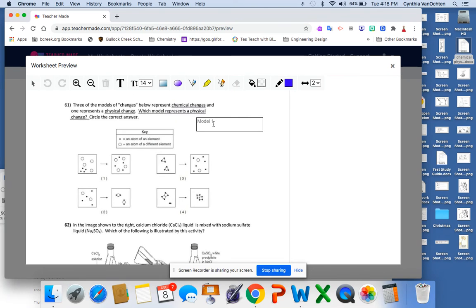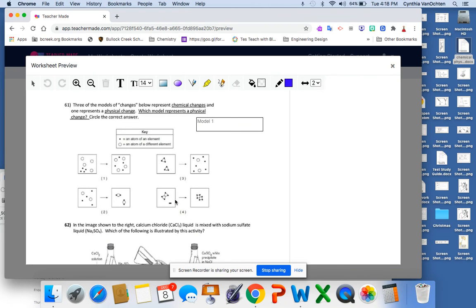Okay, more conservation of mass questions. This is the only one that will not be graded. And so I'm just going to go over it with you right now. So all of the models show changes. 3 of them represent a chemical change and 1 is physical. Which one is physical? Well, if you look at model 3, you can see you have 2 compounds that are the same and then the bonds are broken and it releases the different elements. So because chemical bonds are broken, that is a chemical change.